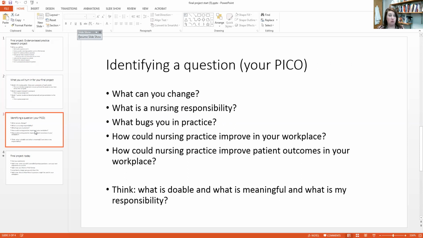I really want you to think about what is something that is doable for you and meaningful as you take this project on. So think of something that you would like to see change in clinical practice in your setting and work on creating 3 different PICO questions. Again, population, intervention, comparison, and outcome. You can add a time component if you'd like, but 3 PICO questions that you will need by next Wednesday.